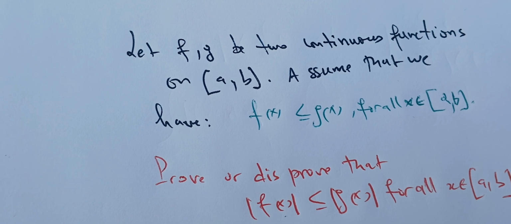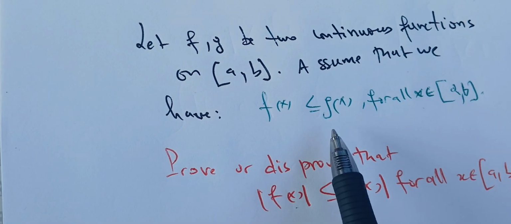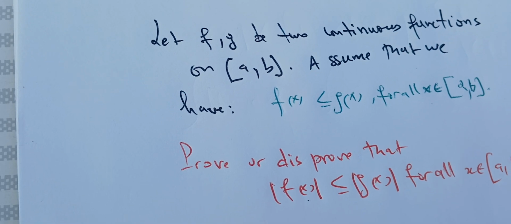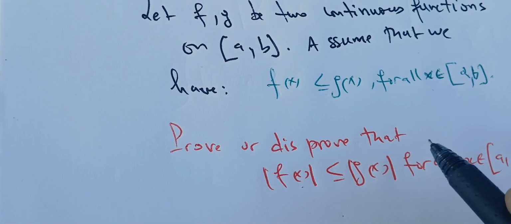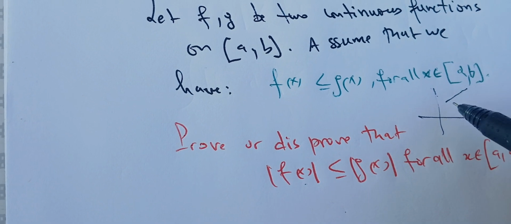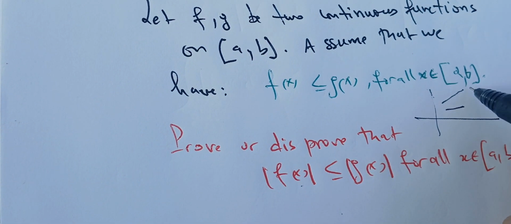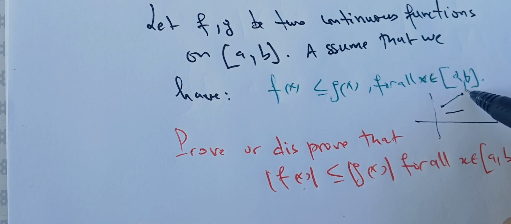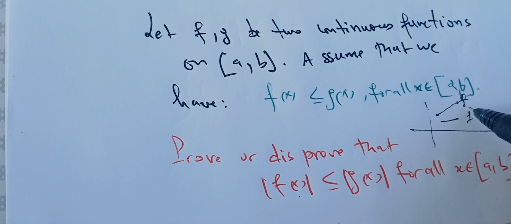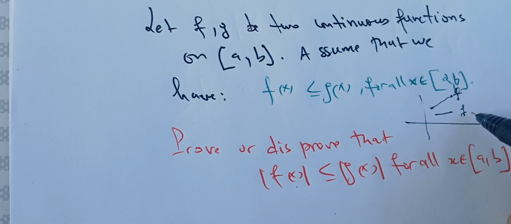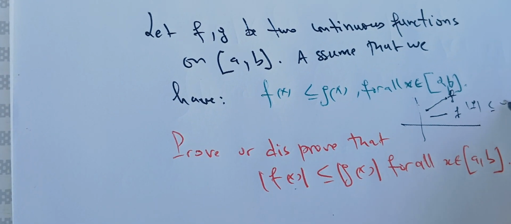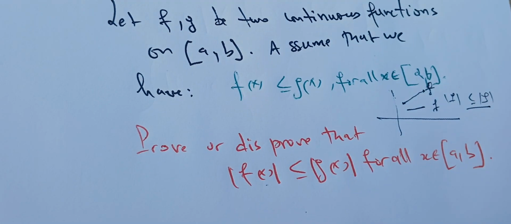That means if we have f of x less than g of x, assume that this is g, this is f. So if we have this scenario here, do we have the absolute value of f less than the absolute value of g?